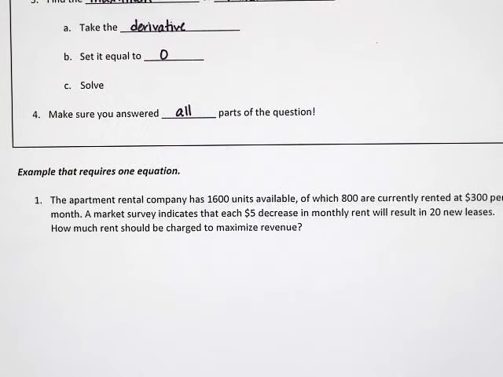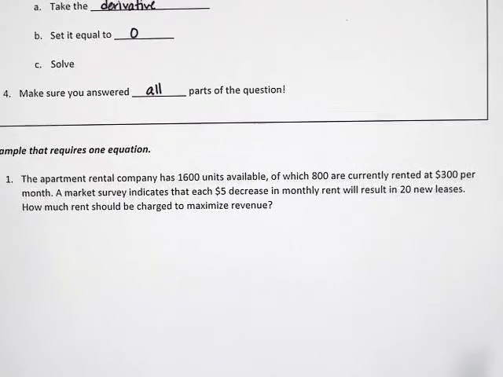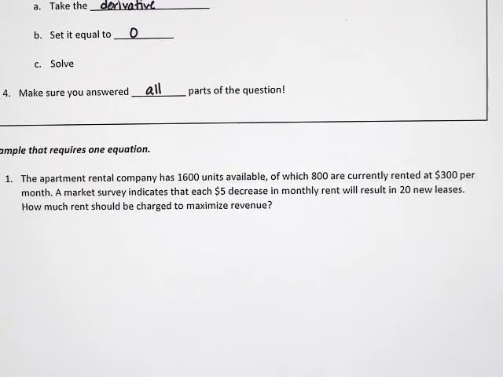So this is an example that requires just one equation. It says here the apartment rental company has 1,600 units available, of which 800 are currently rented at $300 per month. A market survey indicates that each $5 increase in monthly rent will result in 20 new leases. How much rent should be charged to maximize the revenue?